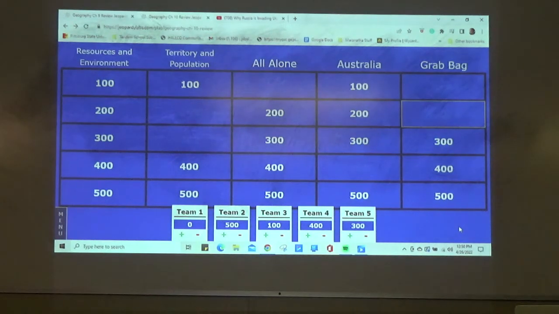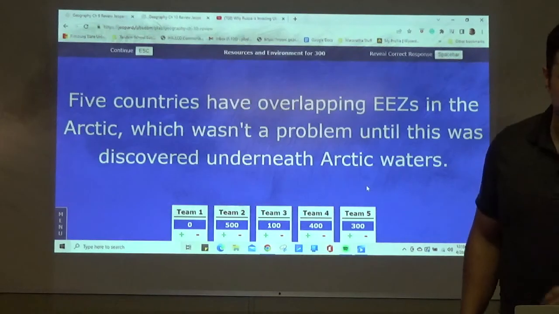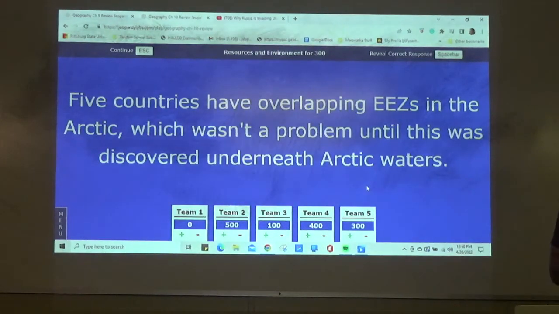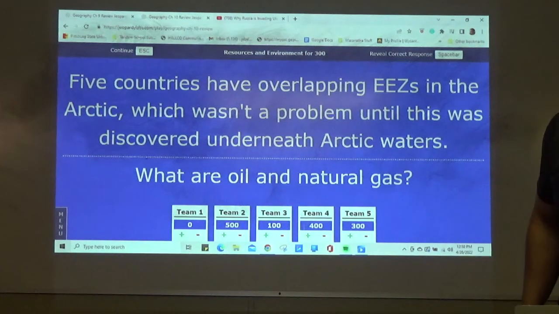Resources and environment 300. Here we go. Five countries have overlapping EEZs in the Arctic, which wasn't a problem until this was discovered underneath Arctic waters. Oil. Oil and natural gas, I'll give it to you. Yep. Isn't that always the case?